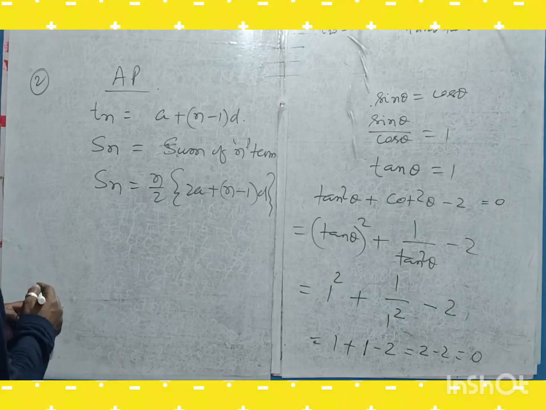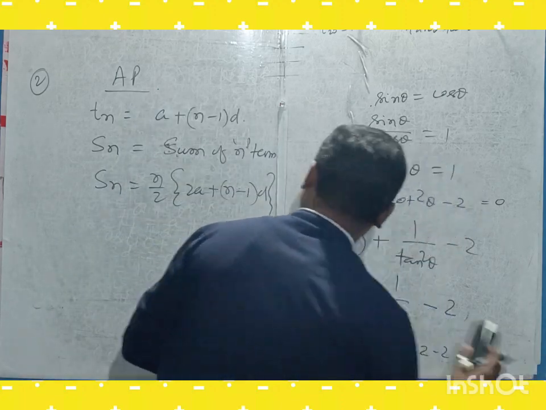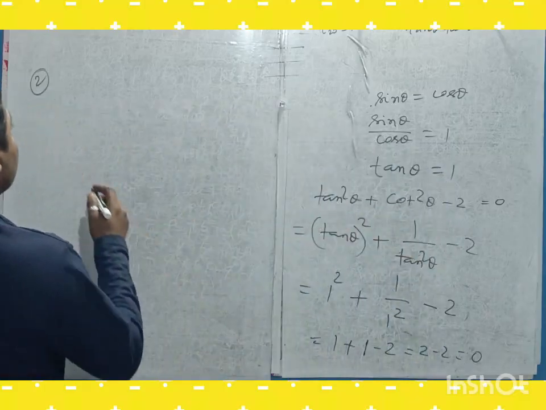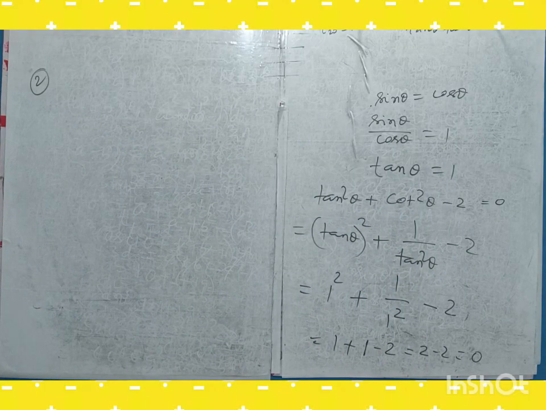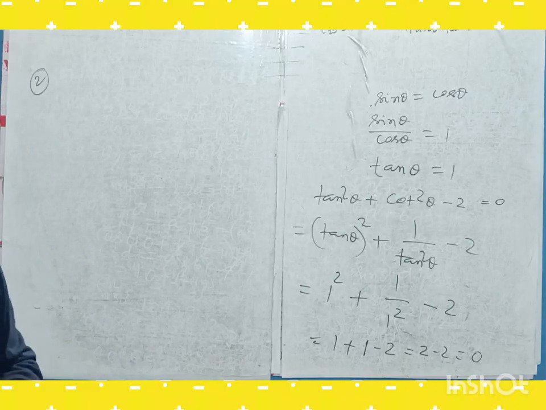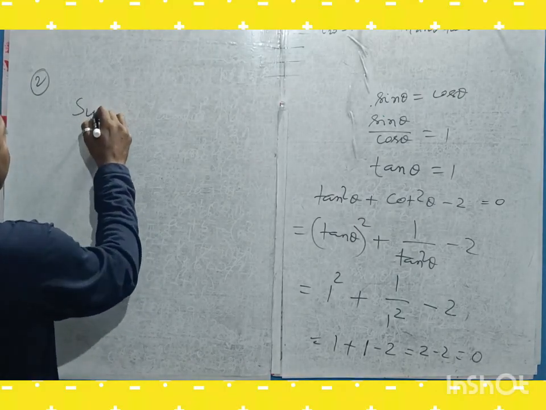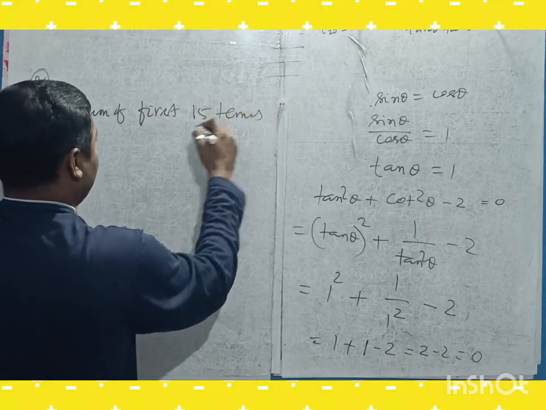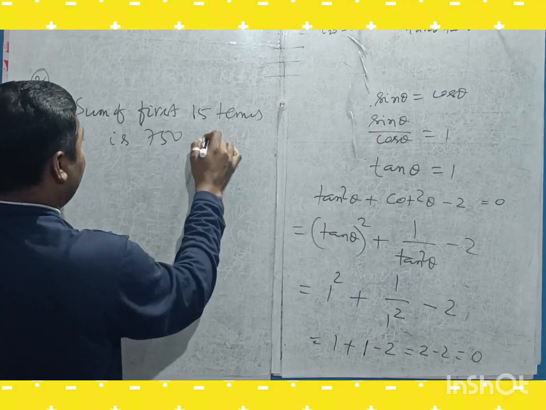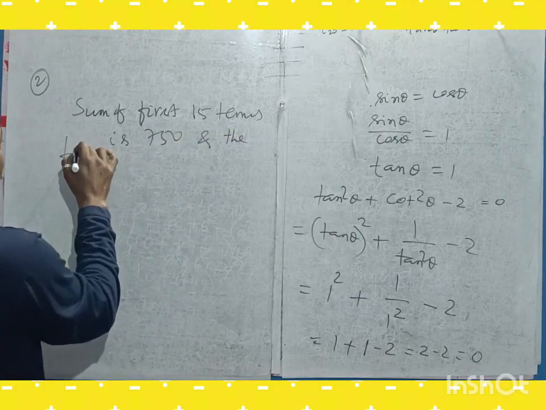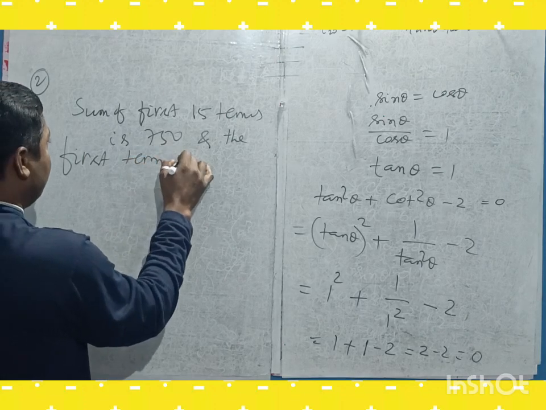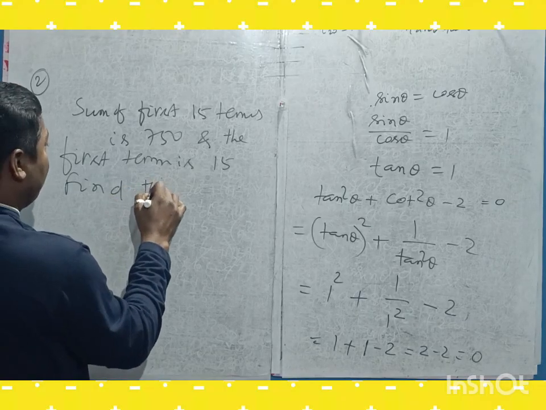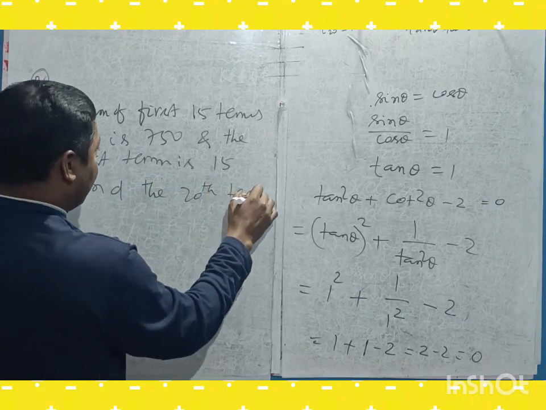Okay. So let's go with an example. You know it. Suppose in an AP, the sum of first 15 terms is 750, and the first term is 15. Then find the 20th term. This is the question. Find the 20th term.